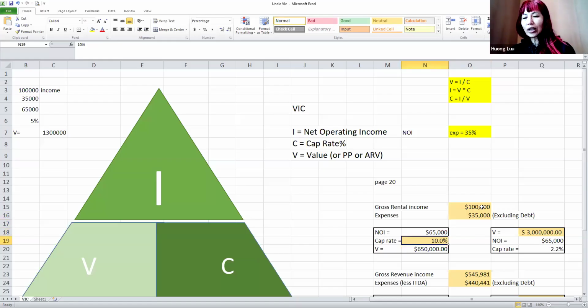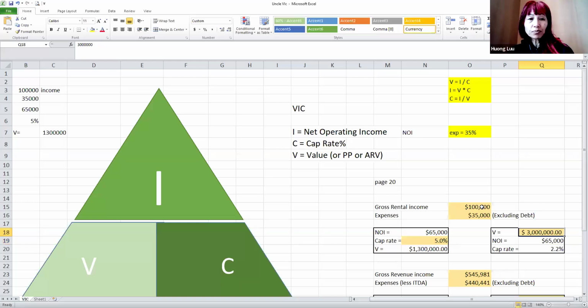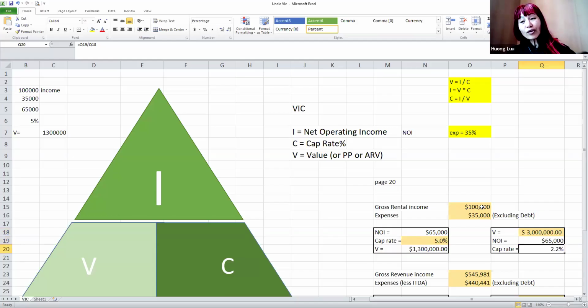Now here I'm using a cap rate because I must have been analyzing for a campground or something, like a hotel that had a higher cap rate. So I'm going to go in here and put in 5%. So here you see the value is 1.3 million. Now, if these guys were asking 3 million for this opportunity, based on this NOI of 65,000, the cap rate that they're actually trying to sell this at is 2.2.